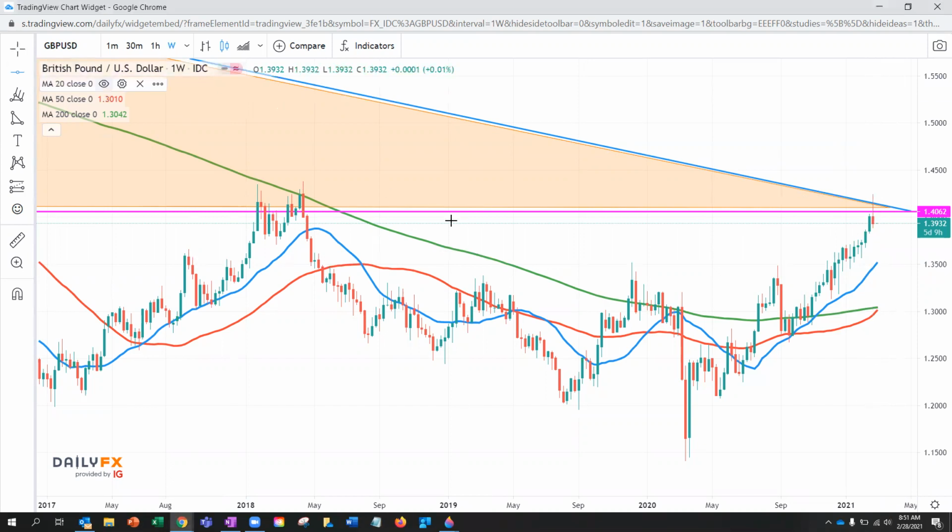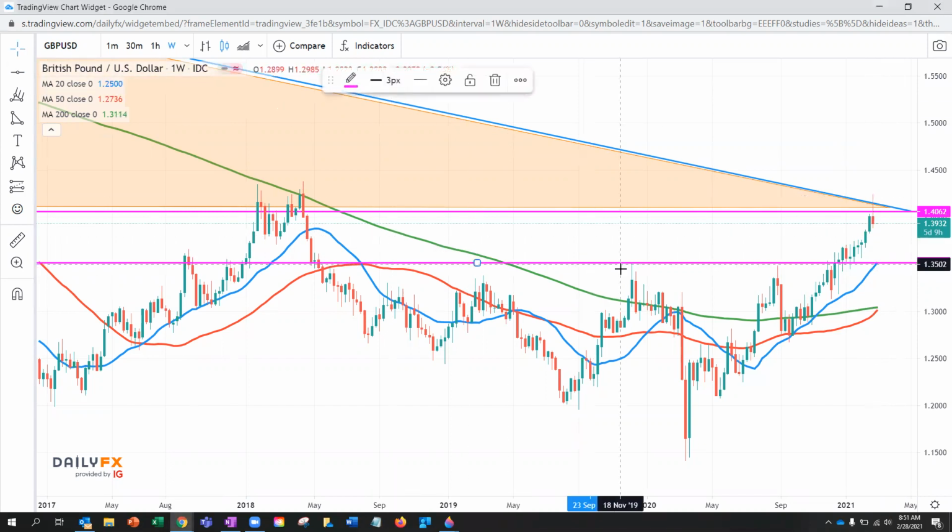$1.35. So let me go ahead and mark that out. And you can see where the tips of the shadows of these candles here, previously resistance, good chances it's now going to become support. And actually that'd be fine if it dropped down here to about $1.35. It'll give us another great buying opportunity for the next test of this descending multi-year trend line.